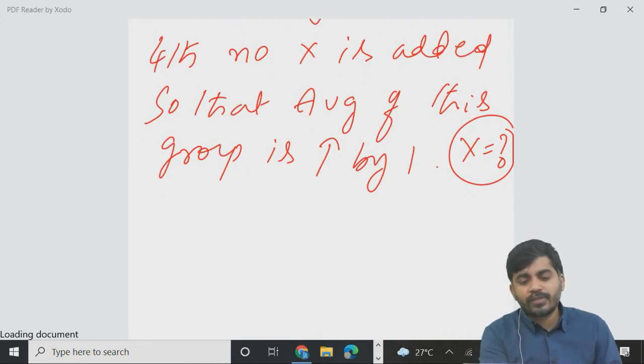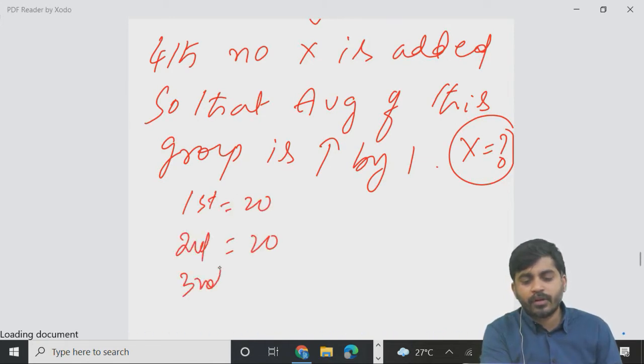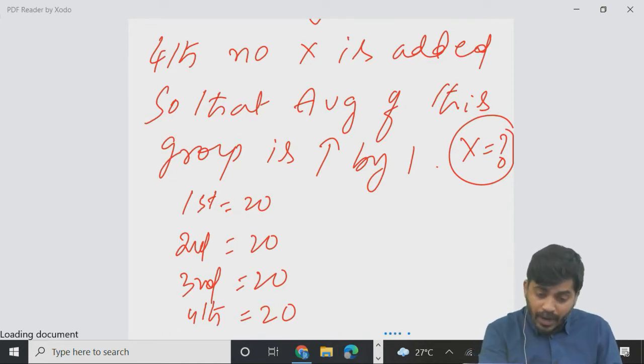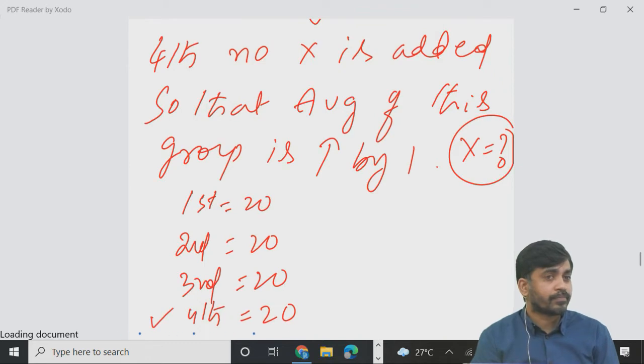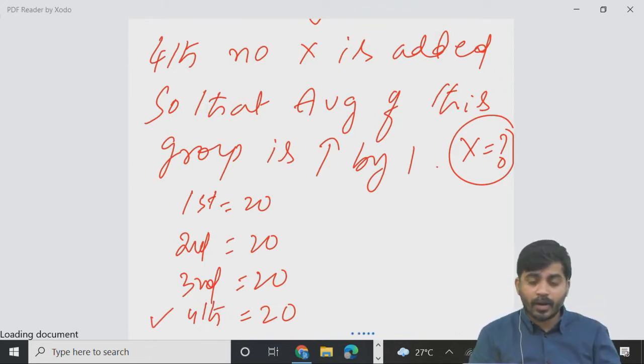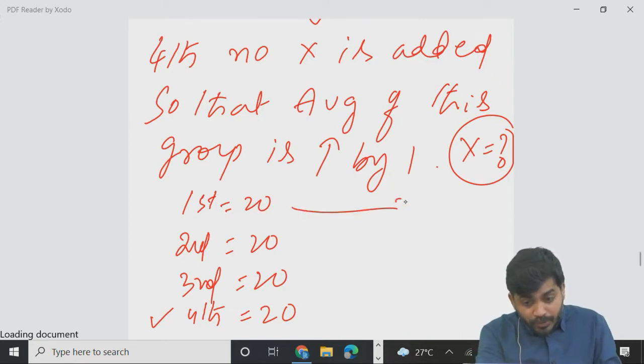So, first of all, first number 20, second number 20, third number also 20. If the fourth number is equal to 20, the average will not change. But after adding this fourth number, the mean should be increased by 1. That means each and every number should become 21.